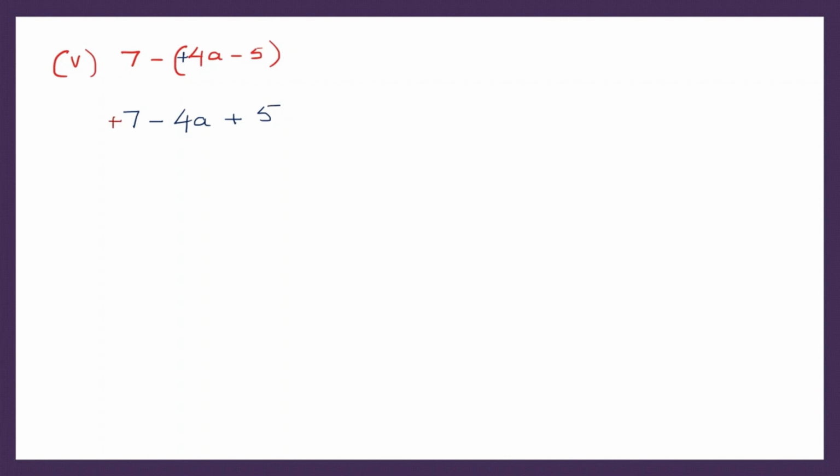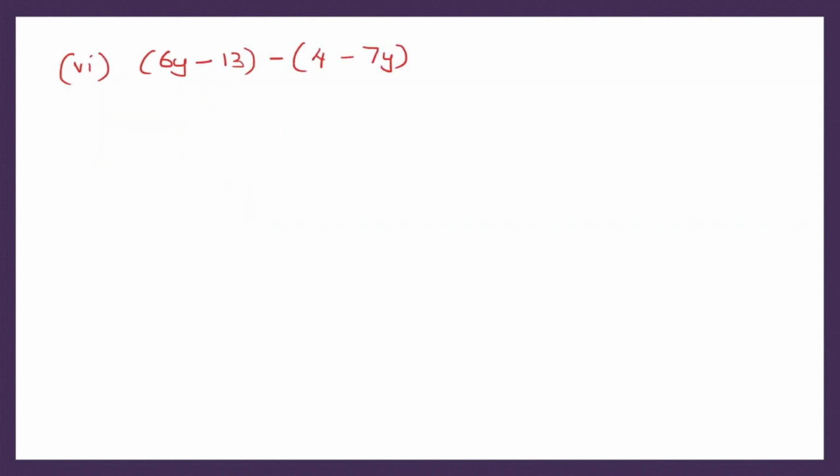Now as you can see, these are like terms and 4a is different. So let's group them together. Plus 7 plus 5, this is together, and minus 4a is separate. So here let's add this up. When signs are the same, put the same sign and add. 7 plus 5 is 12, plus 12 minus 4a. So what is our answer? 12 minus 4a.